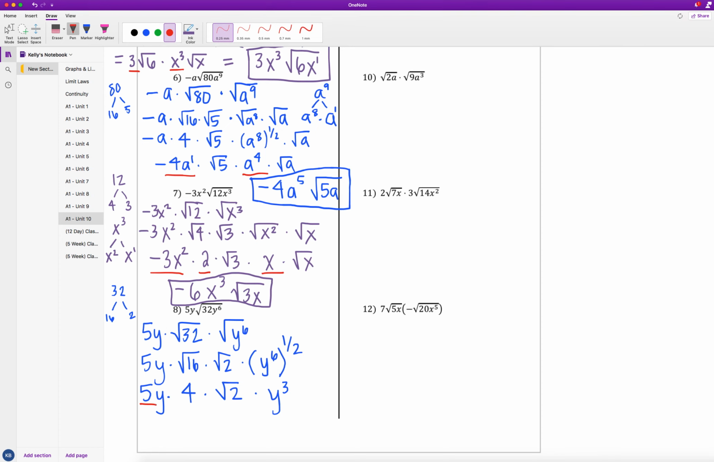Last step is to combine anything outside of the square roots together. So the 5y, the 4, and the y to the 3rd. When I multiply these together, 5 times 4 will give us 20. Then y times y to the 3rd will give us y to the 4th. And the square root of 2 is the only thing left over inside that square root. So we end up with 20y to the 4th times the square root of 2.